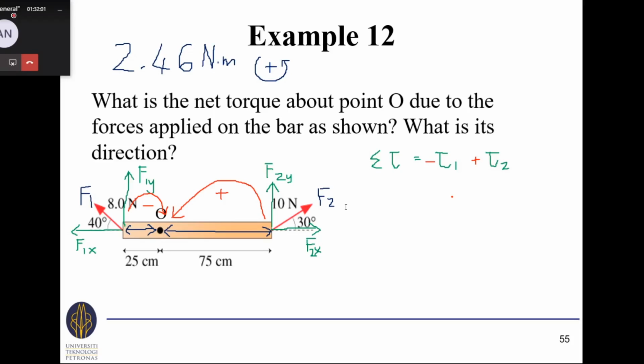Other questions? The answer is 2.46? Yes, 2.46, correct. So that should be it. Okay, let me scratch this part a bit.